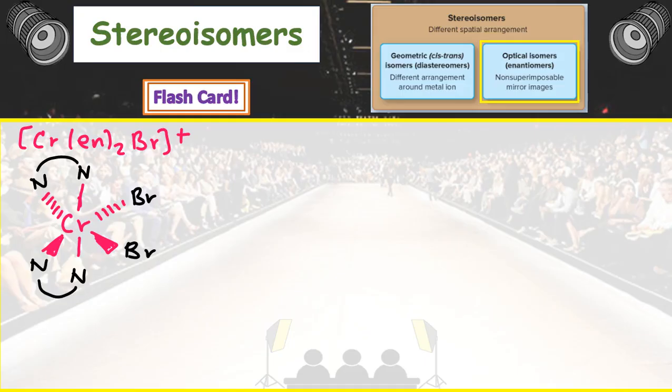Next, we have optical isomers, or enantiomers. And this is going to be coordination compounds that are mirror image arrangements of ligands in a chiral environment.